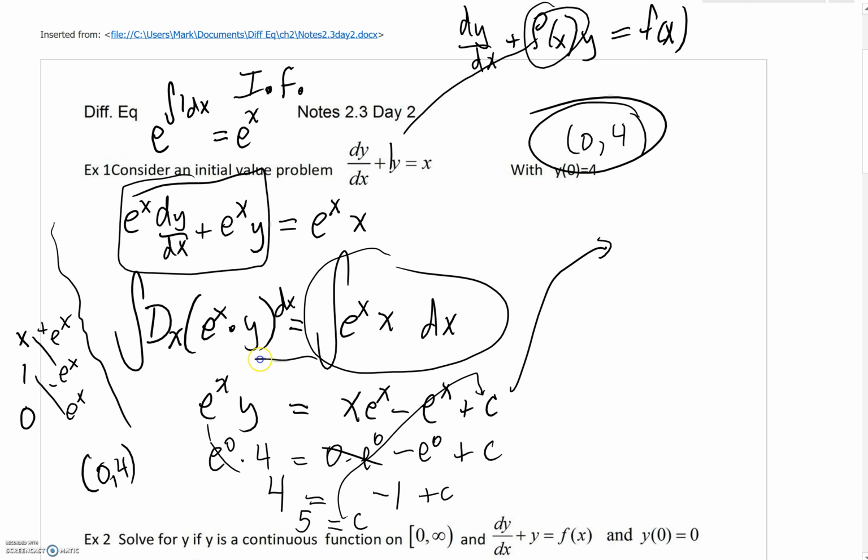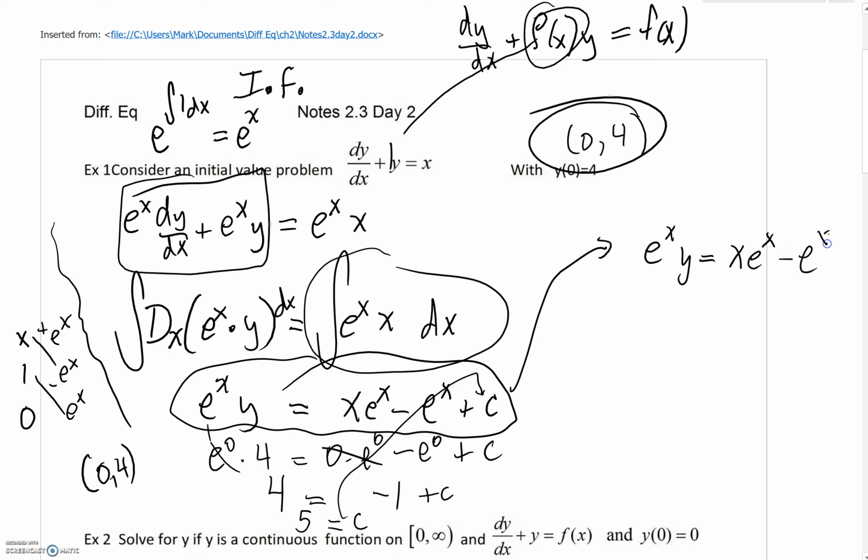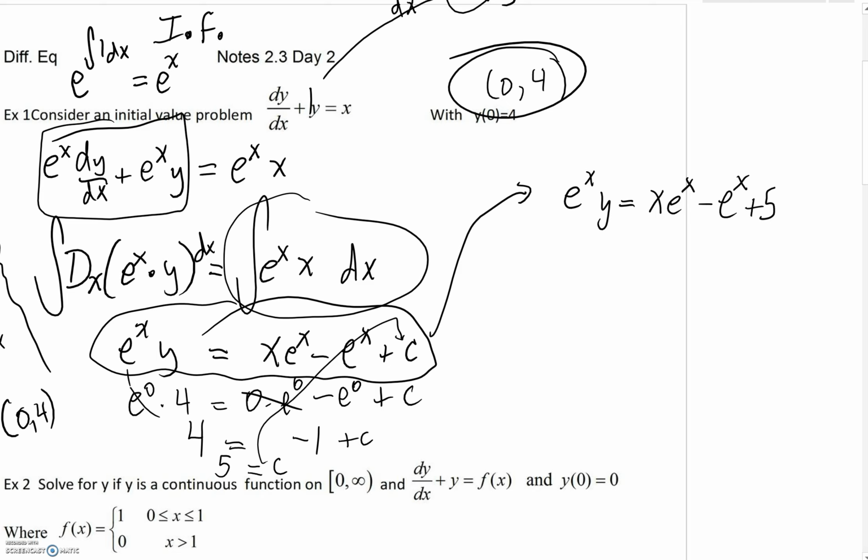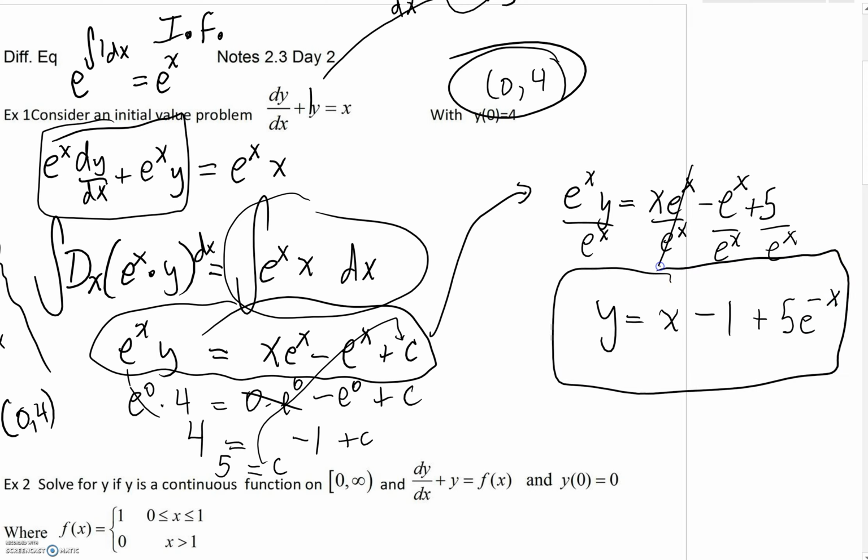So, taking a look at this right here, we'll have e to the x y equals x e to the x minus e to the x plus 5. Now, please understand, solving a differential equation really means get y alone. Solve for y. So that's what I'm going to do right here. I'm going to divide by e to the x. Here, this will cancel out. This is just going to be a 1. You can leave this as 5 over e to the x, or you can bring that up as e to the negative x. And there you have it, a particular solution.